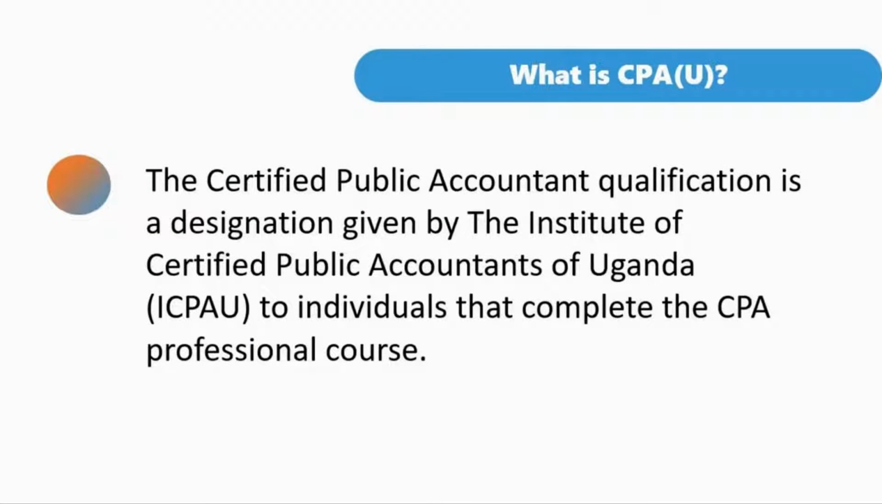Now, the Certified Public Accountant qualification is a designation given by the Institute of Certified Public Accountants of Uganda to all those individuals that complete the CPA professional course. The Institute is mandated to regulate and maintain the standards of accountants in Uganda. The Institute is also mandated to regulate the conduct of accountants and the practicing accountants, those, as I again mentioned, that have decided to practice accounting in Uganda as a business.